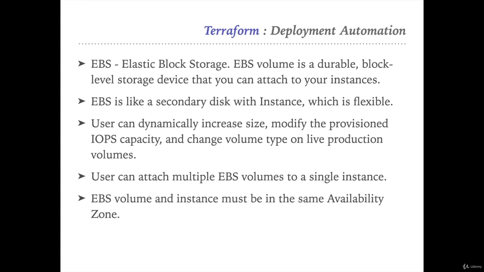The EBS volume and the instance must be in the same availability zone. This is the prerequisite. If we have created the EC2 instance in US East 2B, then the EBS volume must be created in the same availability zone, US East 2B. You cannot attach the EBS volume across availability zones, because you will not get the option to attach that particular EBS volume to cross availability zone instances.